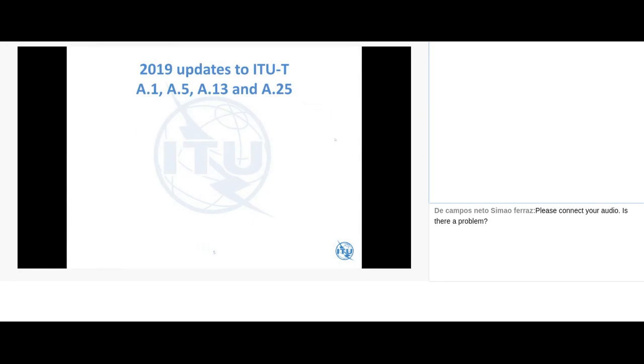So this may be something that everybody's all aware of, but just a couple of quick reminders on some updates to the A-series recommendations that happened at TSAG last year to A1, A5, A13, and A25. So the first is that normative text, the initiation of new work items require justification from the annex in A1. And there's now an equivalent to that, which is new work items, non-normative work items, need to be justified using a very similar annex in A13.